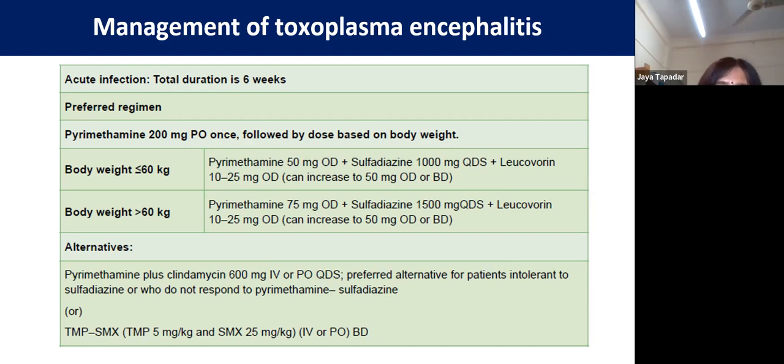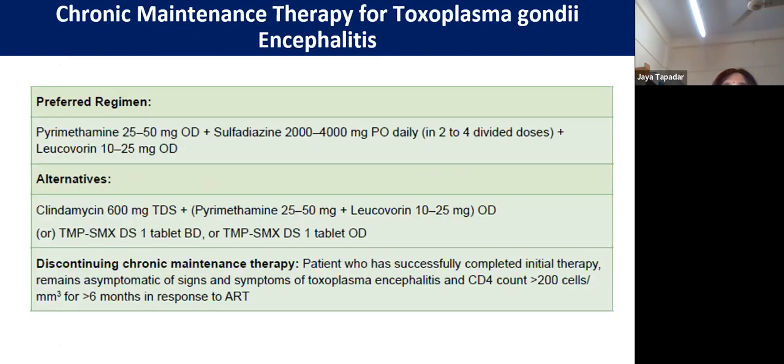But if you don't have anything, look at the last line. You can give your trimethoprim and sulfamethoxazole at a BD dose, and that works for toxoplasma too. But the best option is, of course, pyrimethamine plus sulfadiazine plus leucovorin. But if you don't have access to those drugs, you can give your trimethoprim and sulfamethoxazole too. Next, please. And the total duration of treatment is 6 weeks.